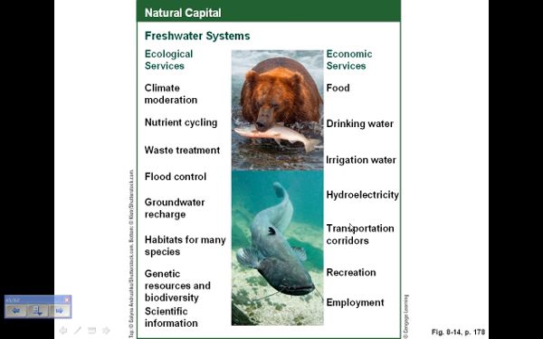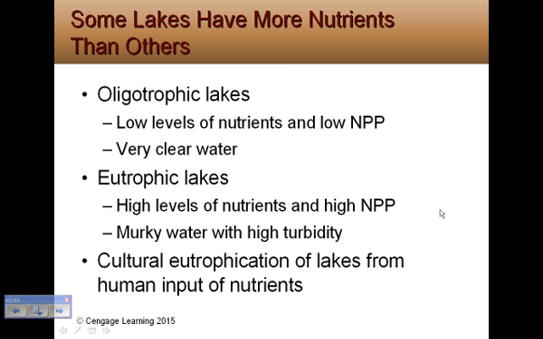Obviously, the drinking water and irrigation water is a big deal, particularly out west, and it becomes a problem when we use too much irrigation water for the amount that's supplied. Hydroelectric power can come from freshwater systems through dams, as opposed to the tidal energy that's used in the intertidal zones of oceans. Transportation corridors, obviously the Great Lakes, which we call the inland seas, are a big deal, which also leads to the release of invasive species, and then for recreation and employment.